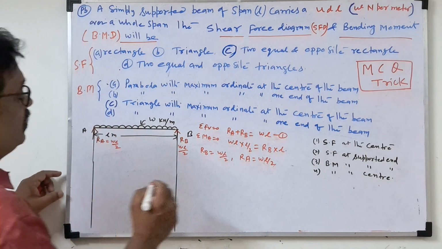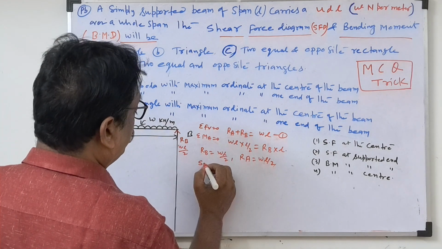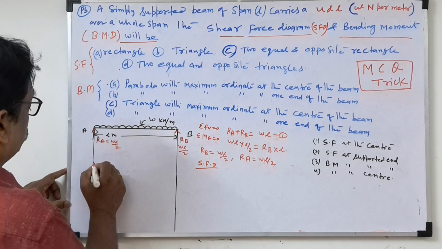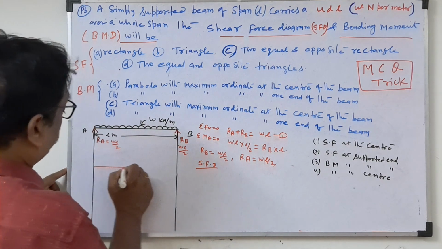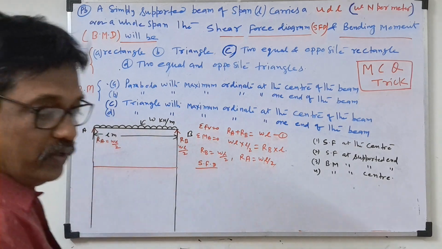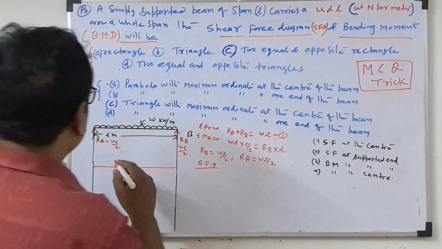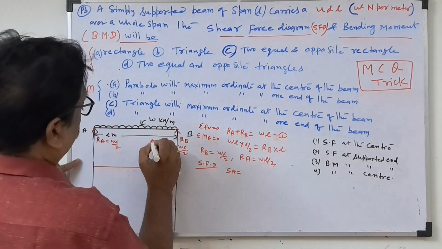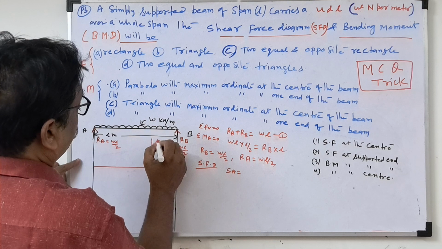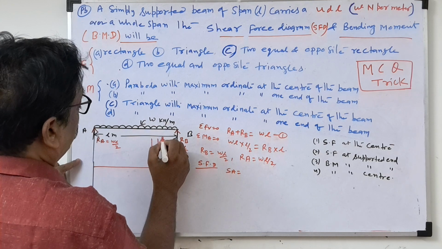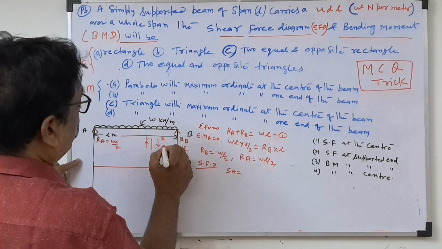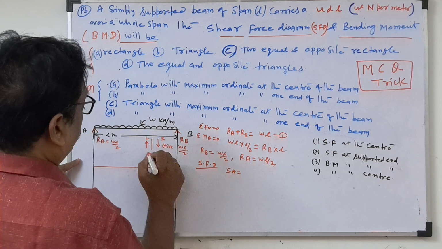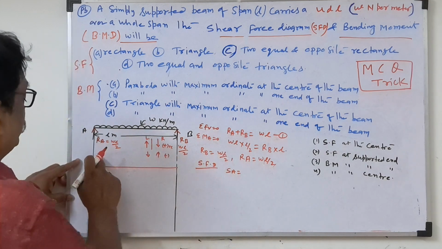Now we'll see the shear force calculation. How will we calculate the shear force diagram? First draw the zero shear force line. Now what is the shear force at A? Sign conventions we already discussed many times. This is a section. If the downward force is on the right side, or the upward force is on the left side, it will be positive, and the reverse will be negative. So I am taking the left side here.